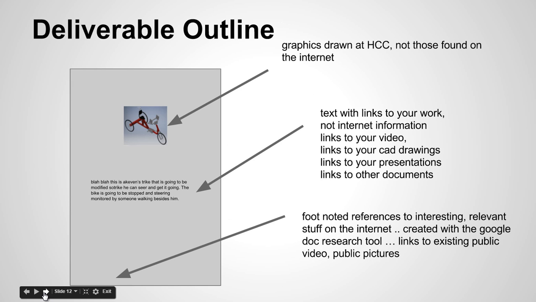So physically, what does a deliverable look like? Well, it starts off as a Google document. And in the Google document, you can have pictures, but they have to be your pictures. Something you drew, some picture you took, not something you found on the internet. And there's text. And then down at the bottom, you can use the Google Doc research tool to add footnotes and references to anything out there on the internet. Do not confuse your work with the work of other people out on the internet.